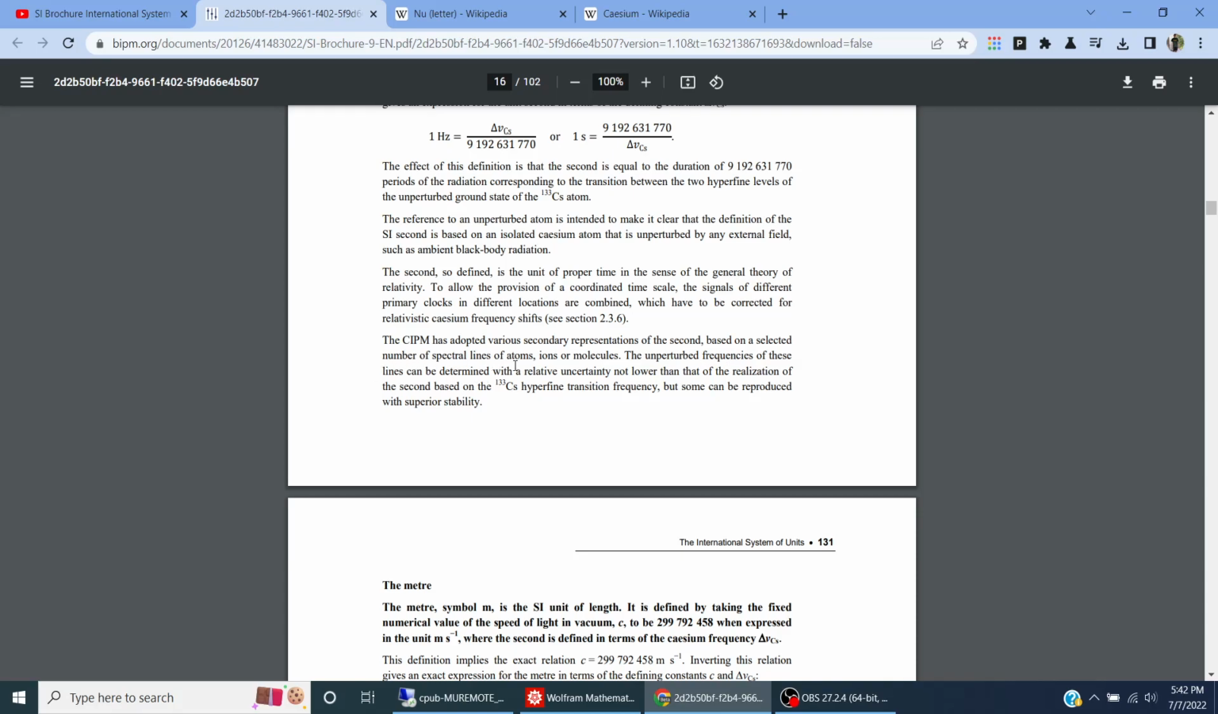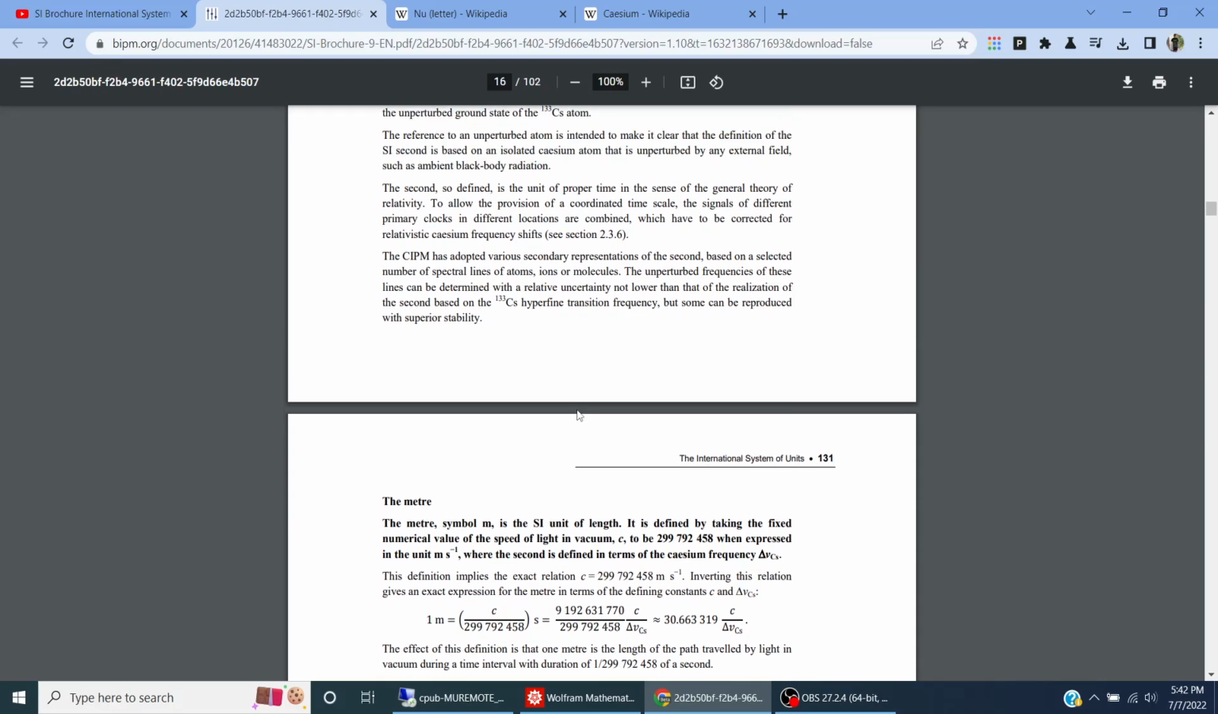The CIPM has adopted various secondary representations of the second based on a selected number of spectral lines of atoms, ions, or molecules. The unperturbed frequencies of these lines can be determined with a relative uncertainty not lower than that of the realization of the second based on the cesium-133 hyperfine transition frequency, but some can be reproduced with superior stability.